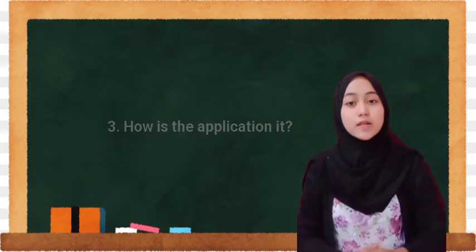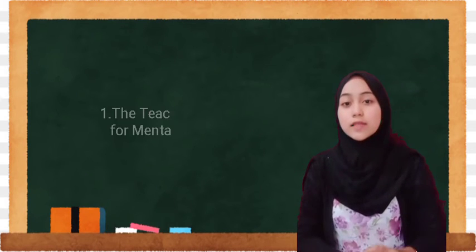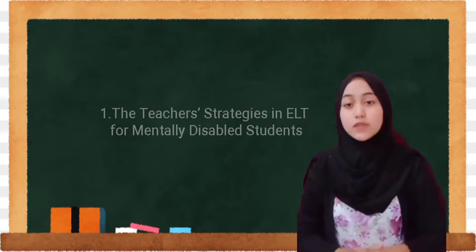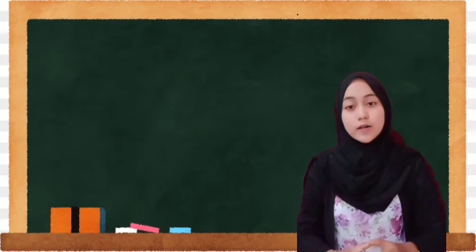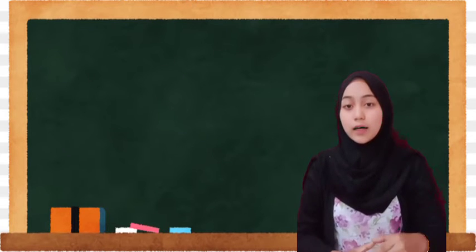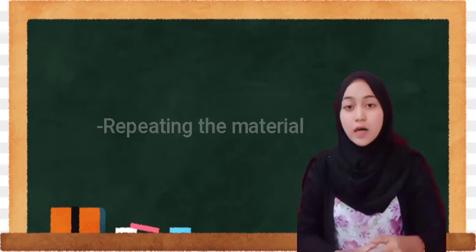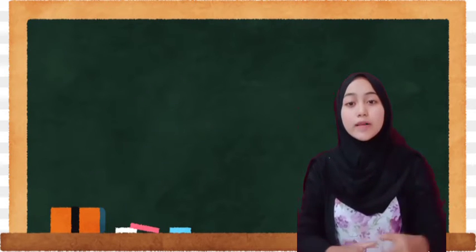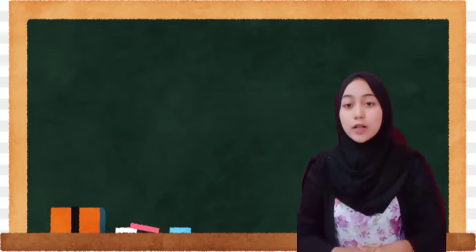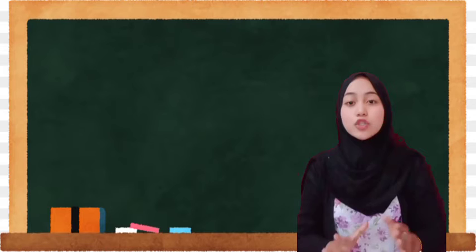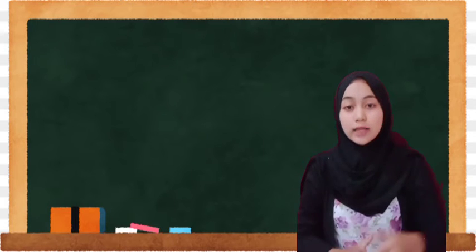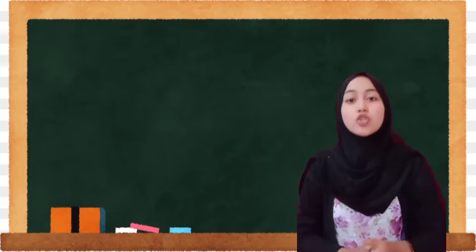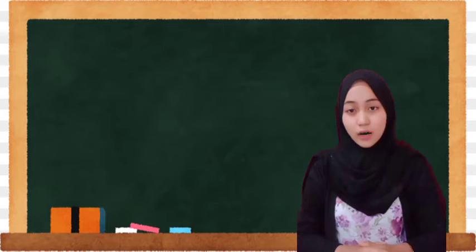The first, the teacher strategies in ELT for mentally disabled students. The first, repeating the material for the students. Repeating the material for the mentally disabled student might be a boring activity for the teacher as he should repeat the same material over and over again. But this will help the students so much in gaining the idea why they should learn English.